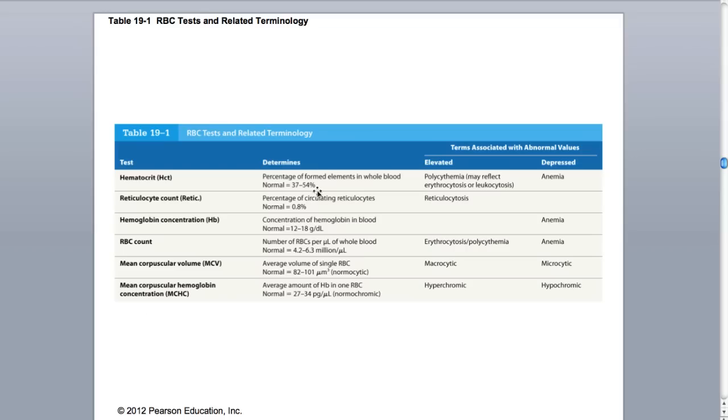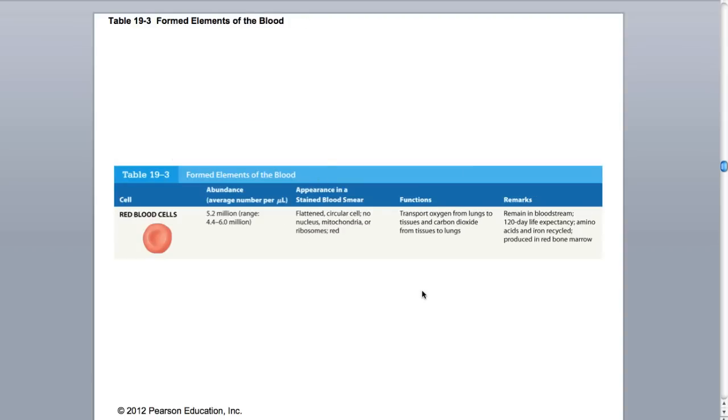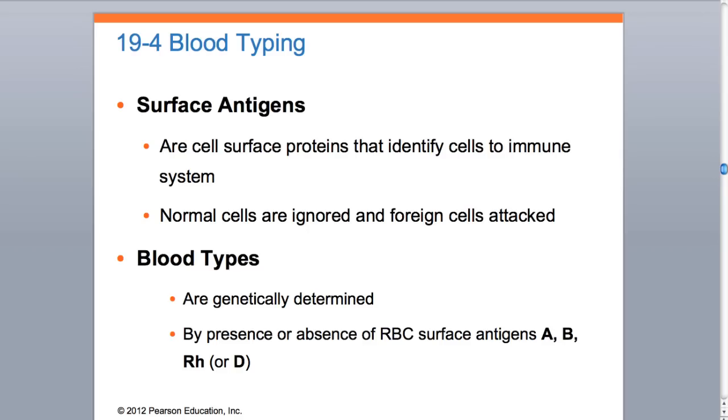This chart is a summary of much of what we've said, so I've already given you the common numbers that go with these items. This slide is important. We've already gone over this slide as well. Then we come to blood typing. Now, as I've mentioned in my overview before for chapter 19, I said something about every cell of our body having a surface marker. Well, red blood cells are no different. They also have a surface marker.